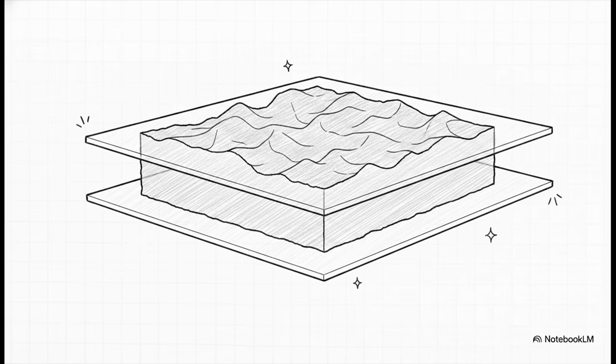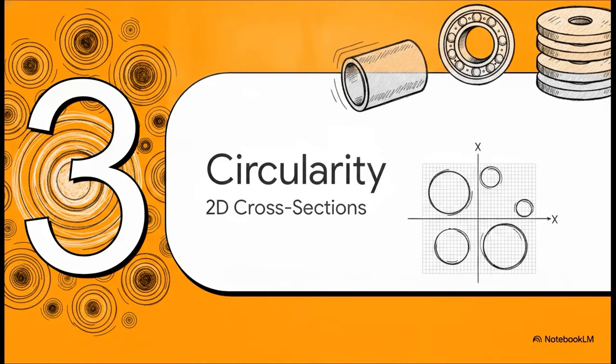That means you can specify that a surface must remain extremely flat within a small specific area, say like a 25 by 25 millimeter square, which limits those abrupt surface variations across a much larger plate. Number 3. Circularity, 2D cross-sections.